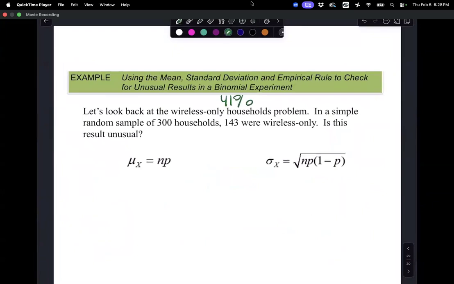All right. In a simple random sample of 300 households, 143 were wireless only. Is it unusual? I would like you to find the mean and the standard deviation and then choose whichever method you would like to determine if it would be unusual. I'm going to give you a minute, then I will slowly work behind you.